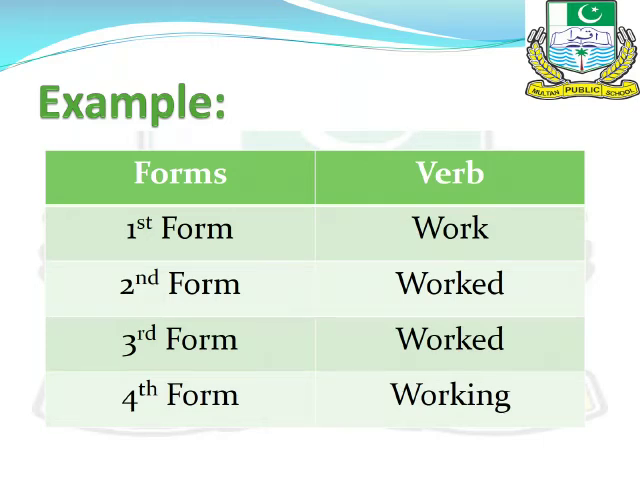Let's understand the concept of forms of verb with the help of an example. For example, I take a random verb that is work. The first form of this verb is work. The second form of work is worked. The third form of work is worked. And the fourth form of work is working.